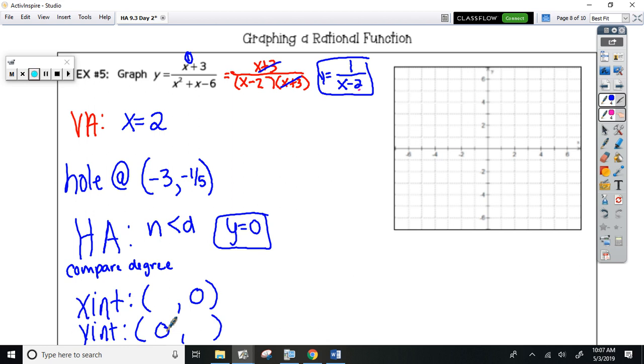Remember, it's just plugging 0 in for the other letter. So the x-intercept is when y is 0. The y-intercept is when x is 0. So the y-intercept is the easy one. Let's do that first. You plug in 0 for x. 0 minus 2 is -2, so that'll be -1/2.